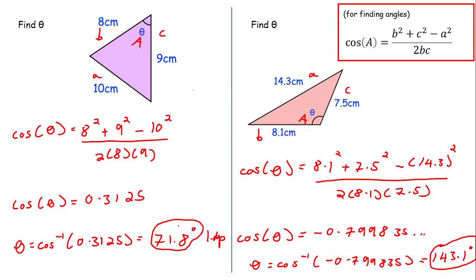Anyway, if you got both of those correct, then that's really, really good. Well done. Okay, that is the cosine rule done. I think we've looked at sides, we've looked at angles. We need to look at mixing them all together, and then we're going to be good to go, really.